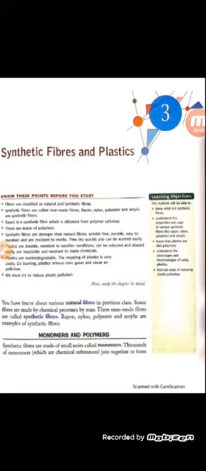Fourth, they are strong. Compared to natural fibers, they are very strong because they are made chemically. They are also cheaper as compared to natural fibers. Then our first synthetic fiber is rayon. Rayon is obtained from wood pulp, and this pulp is further processed to form rayon.